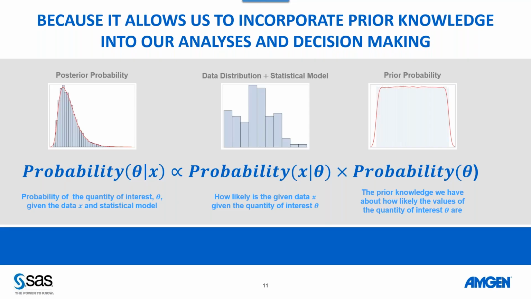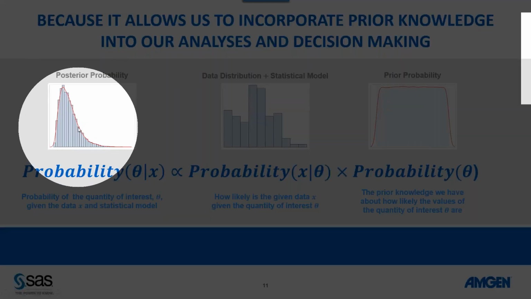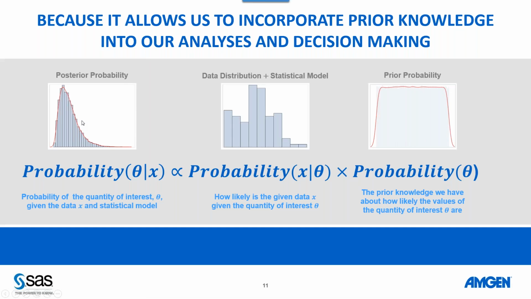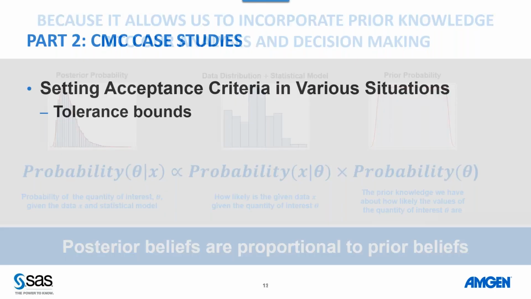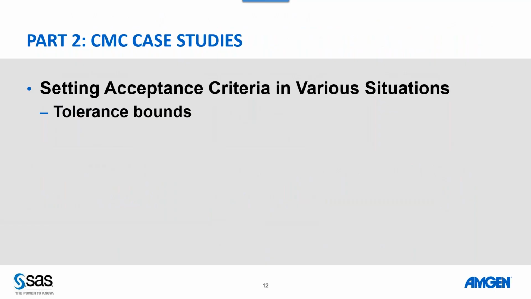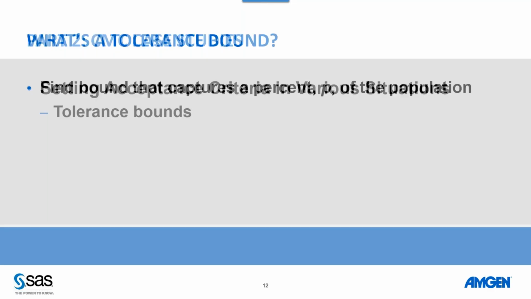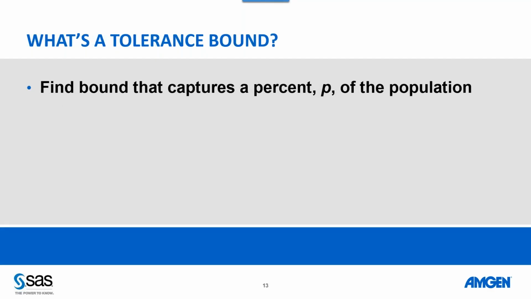And you'll see how we do that in different scenarios. But now the difference again is we're going to use this posterior distribution for the inferences. And again, posterior beliefs proportional to prior beliefs. So let's look at some of the case studies, and we're going to start, as I mentioned, with setting acceptance criteria. And for that, one of the techniques that people use are tolerance bounds or tolerance intervals. So what is a tolerance bound?